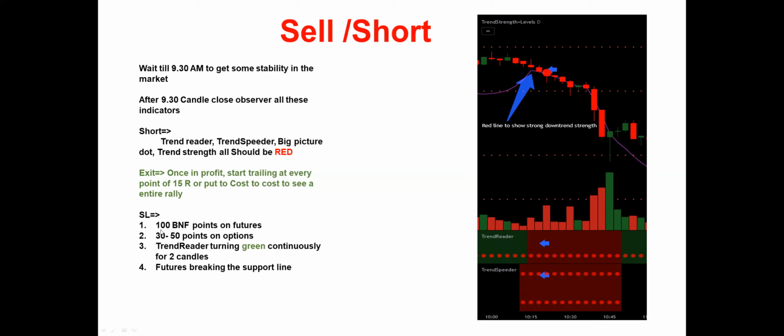For the SL as well, as I mentioned, it's the same thing: 100 Bank Nifty futures points, or 30 to 50 points on the options. Again, Trend Reader turning green continuously for two candles, or the future breaking the resistance line. That was a typo: the future breaking the resistance line on the upper side. So this is for the selling or shorting entries in the market.